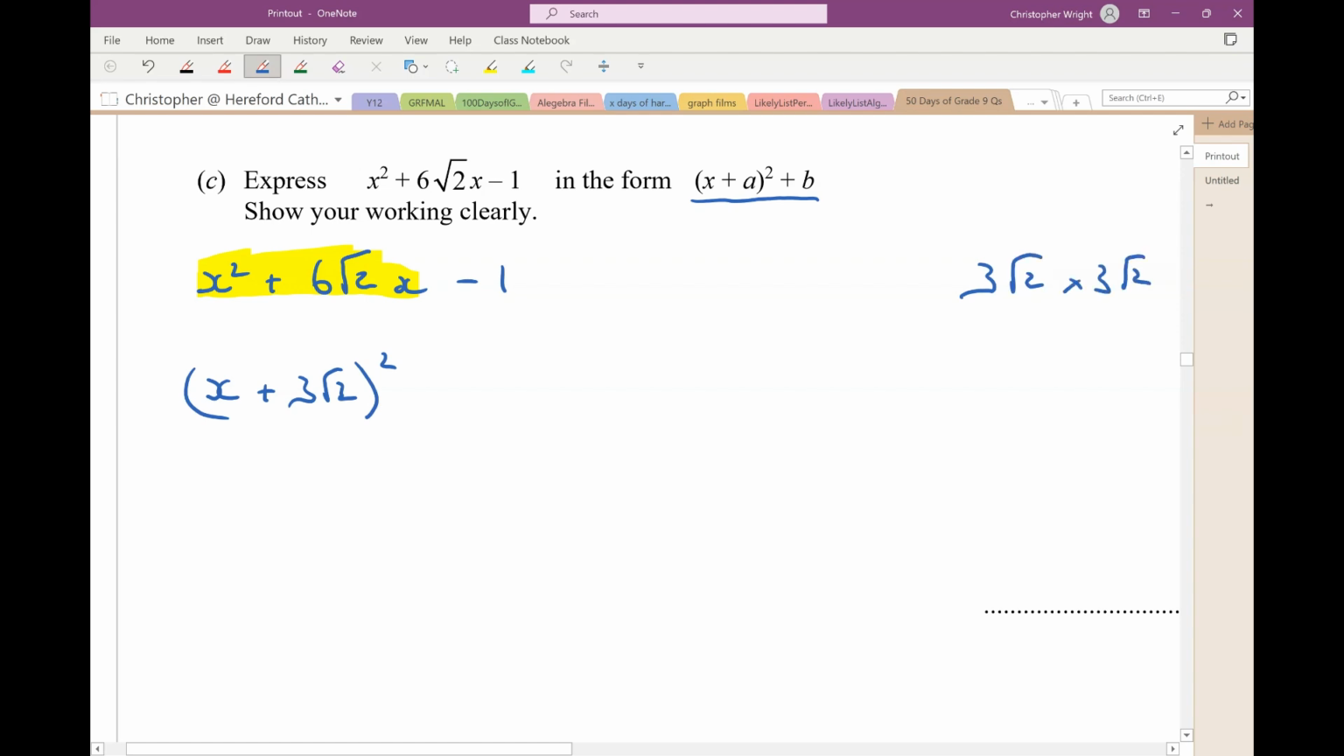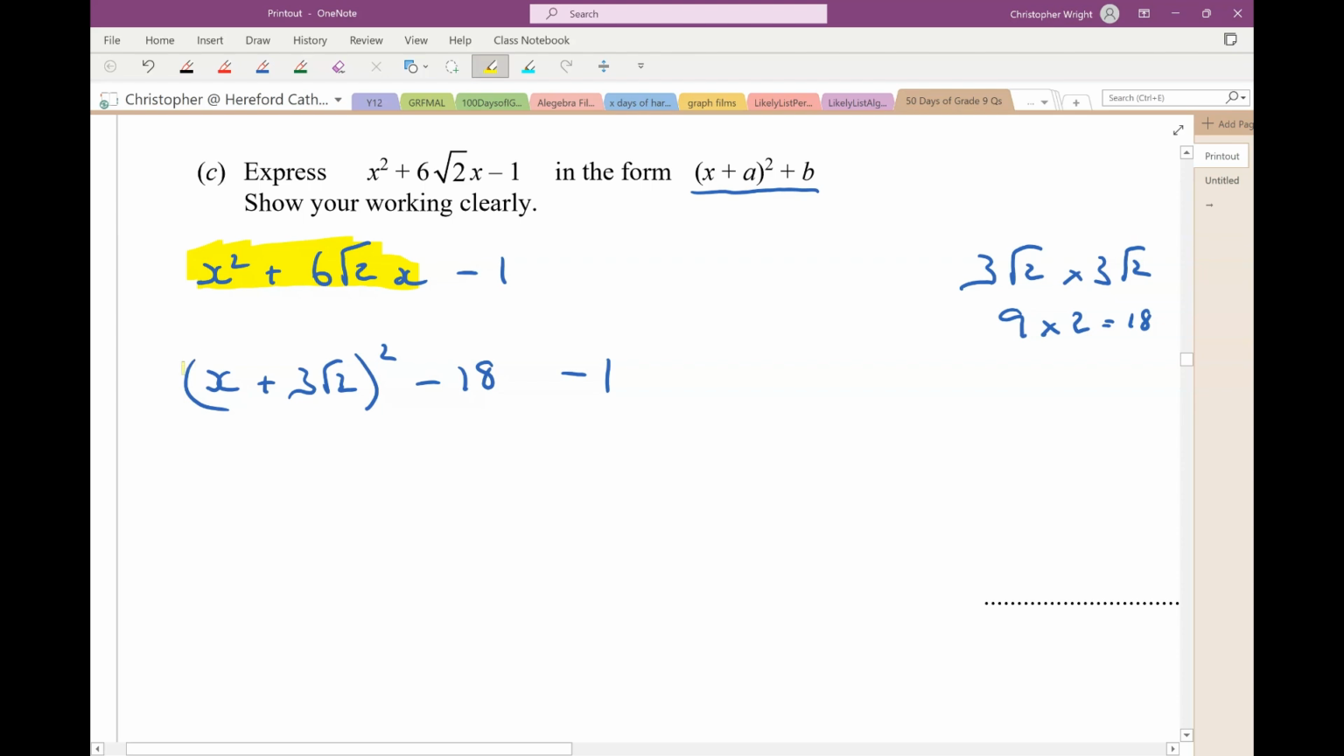squared. Now what is that? That's 9 times root 2 times root 2 is 2. So that gives me 18, doesn't it? So remember, I need to subtract away the 18 and then copy down the minus 1. So the yellow expression here is equal to that, and then I've copied down the minus 1. So what this actually equals is x plus 3 root 2, squared, minus 19.